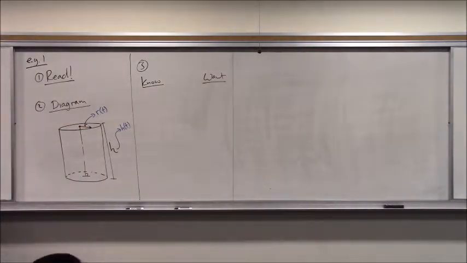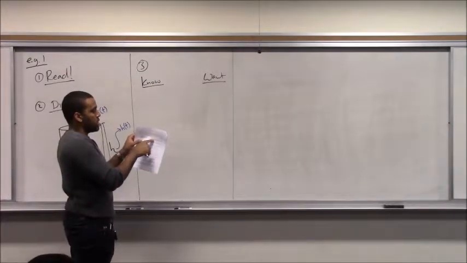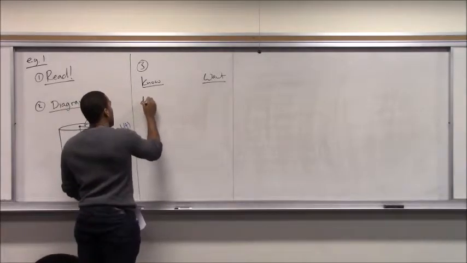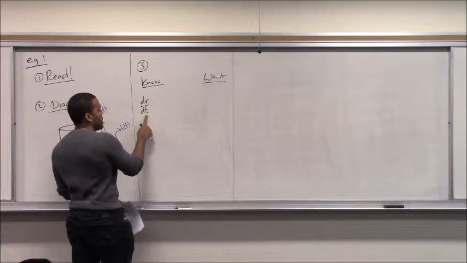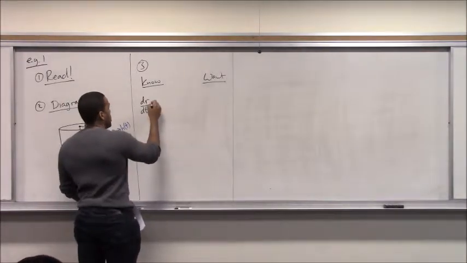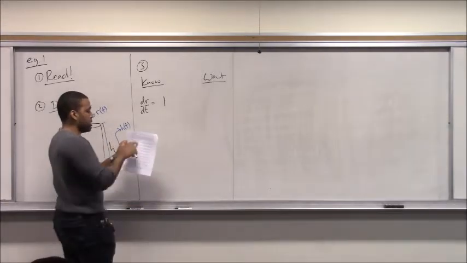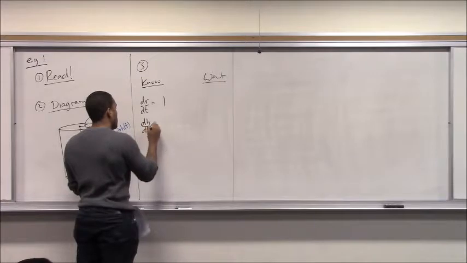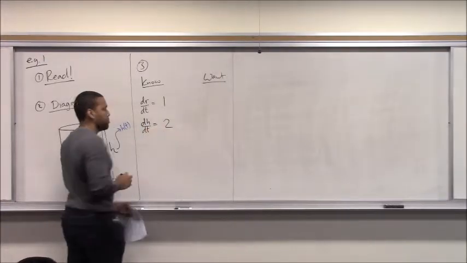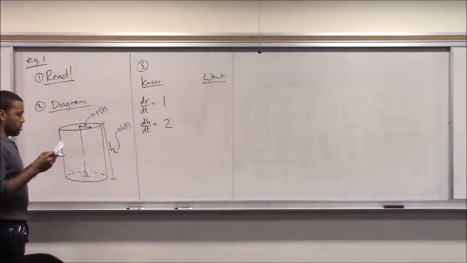So we want to find a certain rate. What rates do we know? Well, we know how fast the radius is increasing. That's dr dt. Right? T is the independent variable. So the rate of change of r is its derivative, and I know that that is 1. The height is increasing at a rate of 2. That tells me that dh dt is 2.